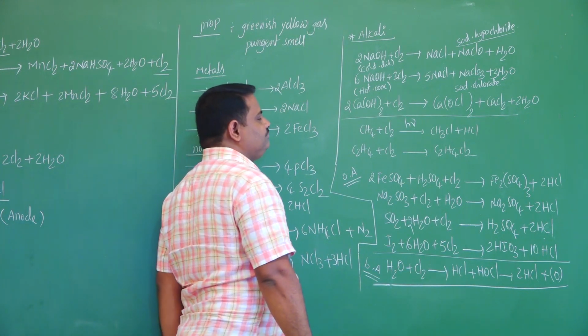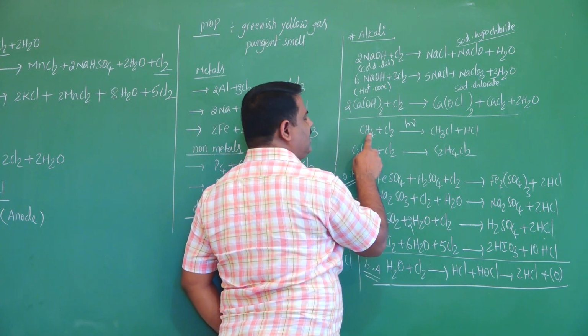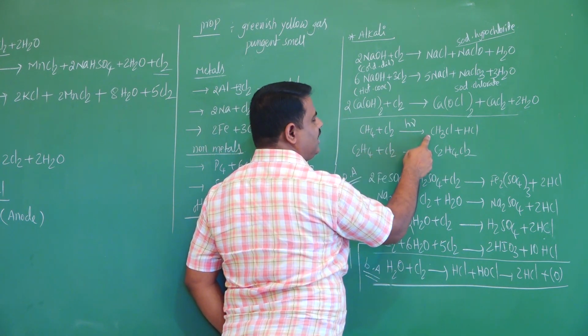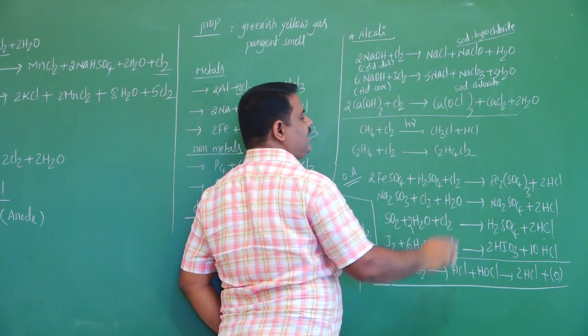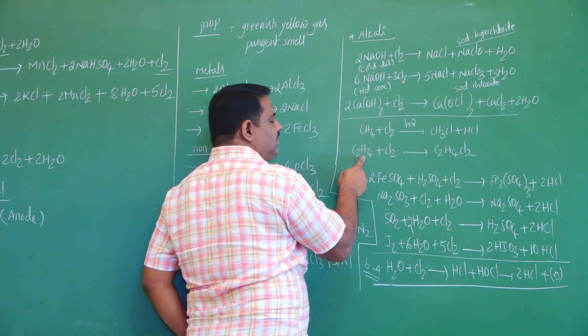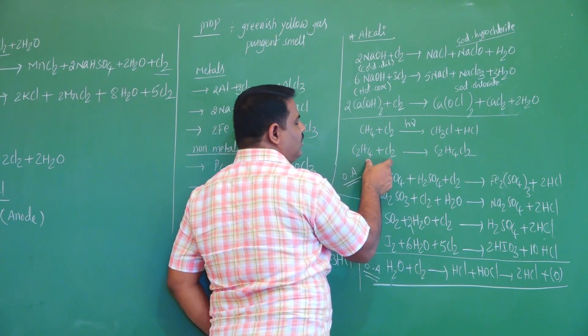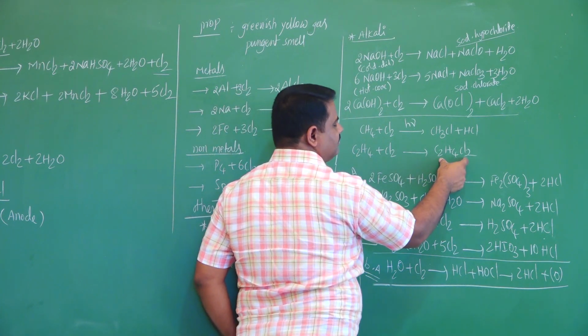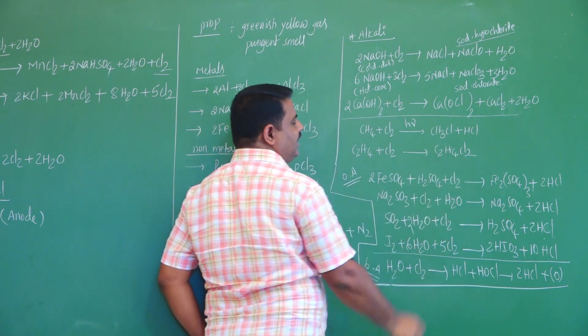Now next one, methane reacts with chlorine and gives methyl chloride. Further you can get carbon tetrachloride also. When ethene reacts with chlorine, it undergoes addition and gives 1,2-dichloroethane.